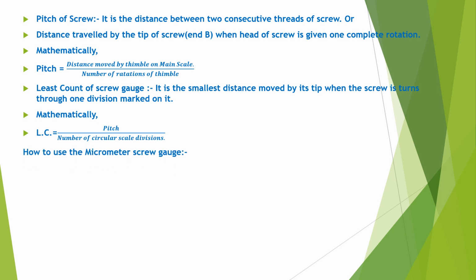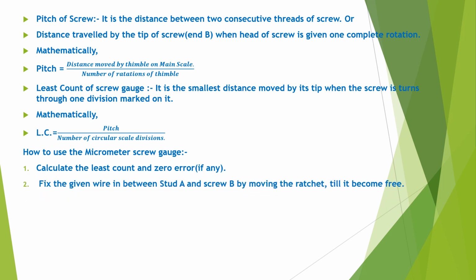So how to use the Micrometre Screw Gauge? That is important to know. Very first we need to calculate the least count and the zero error, if any. Zero error, as we have discussed the errors in the case of vernier calipers. Our screw gauge can also have zero error, so we will see how to check it. Fix the given wire between the stud A and the screw B by moving the ratchet till it becomes free.